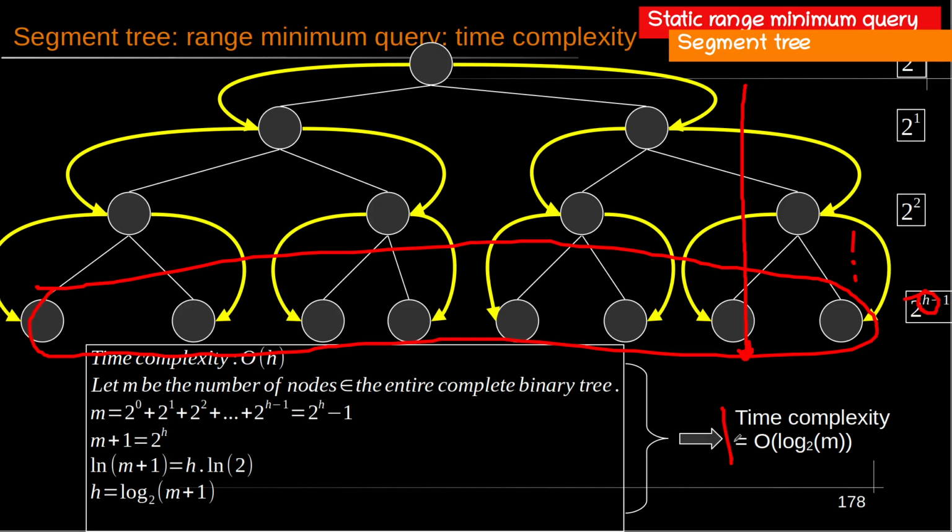So we can say that the time complexity of this function will be big O of log base 2 of m, where m is the number of nodes in the segment tree, and we can compute it, of course, as a function of n, where m will equal 2 times n minus 1, as we have seen in the previous part, so it will be log base 2 of m.